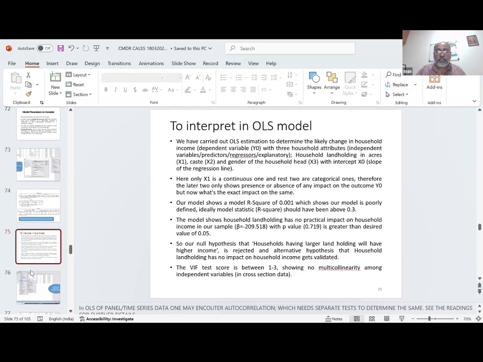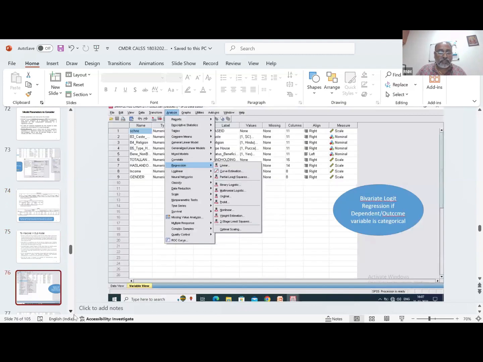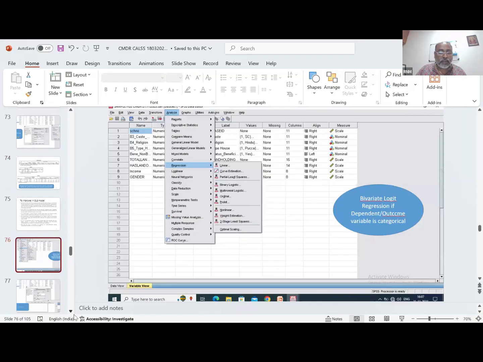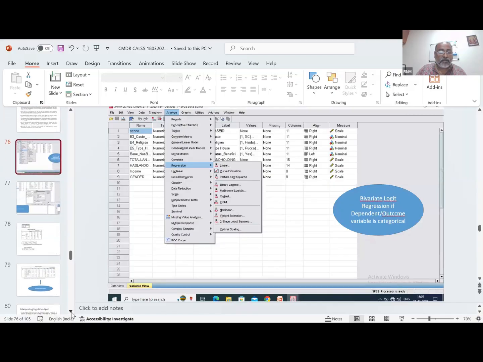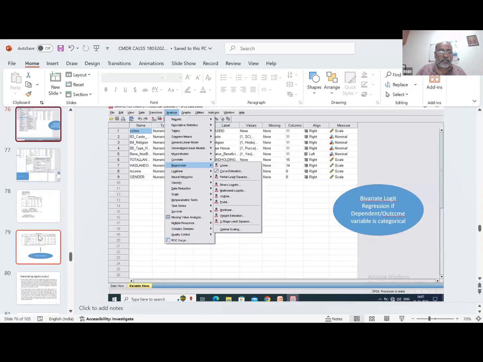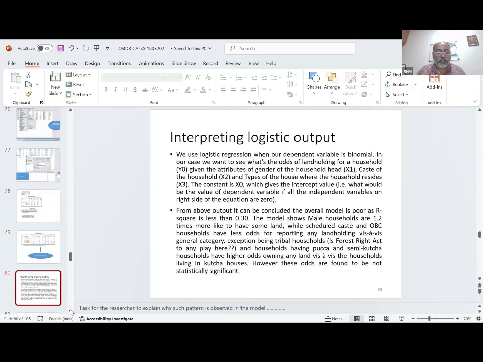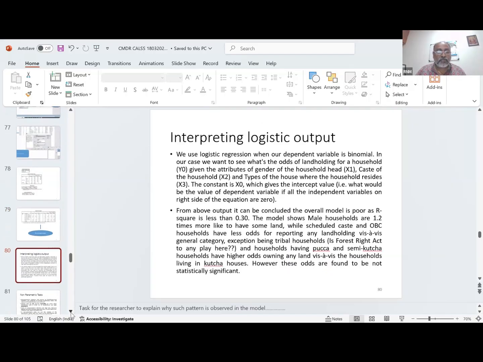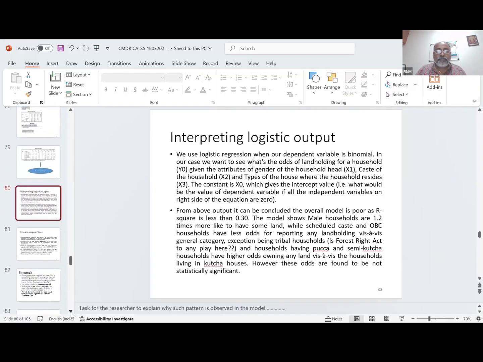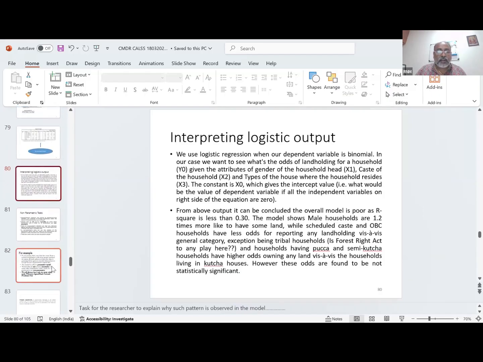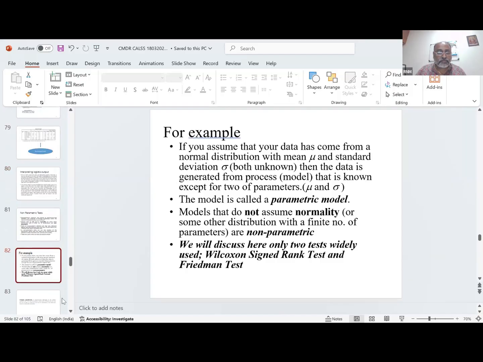So the OLS model interpretation I have written, if somebody wants to follow, that's okay. And as I always told you, in one or two places I have kept the interpretation a little bit incorrect, because that is the job of my students to find out.